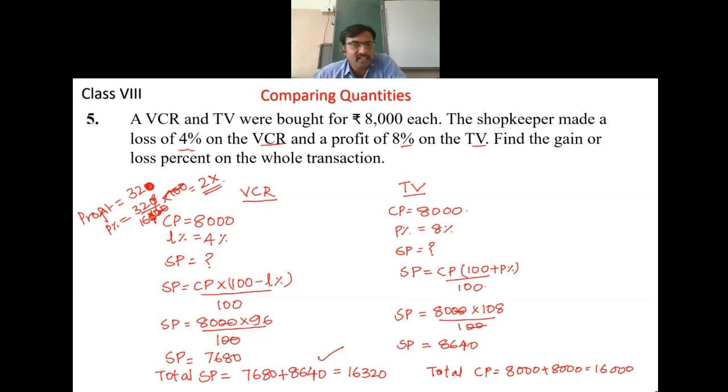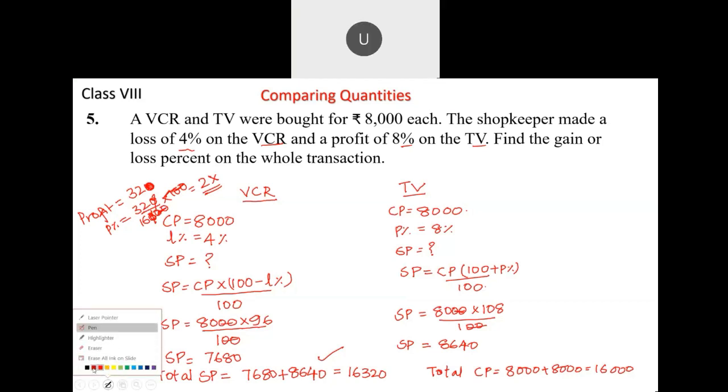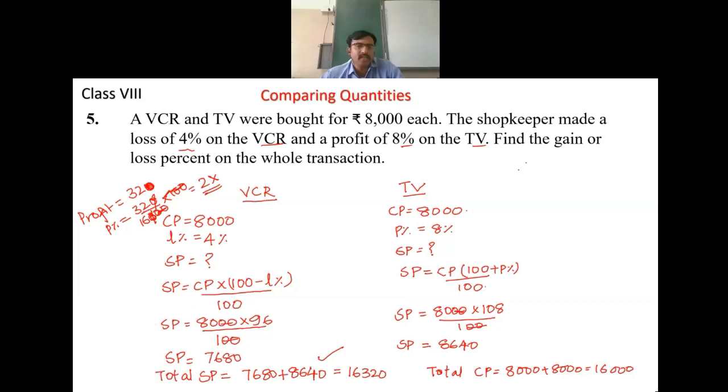Now, if I follow Shobhan's method, Shobhan was telling that there is 8% and 4%, and the difference will be 4%. Both are 8,000 each, so we can do 4 by 100 into 8,000 in another method also.